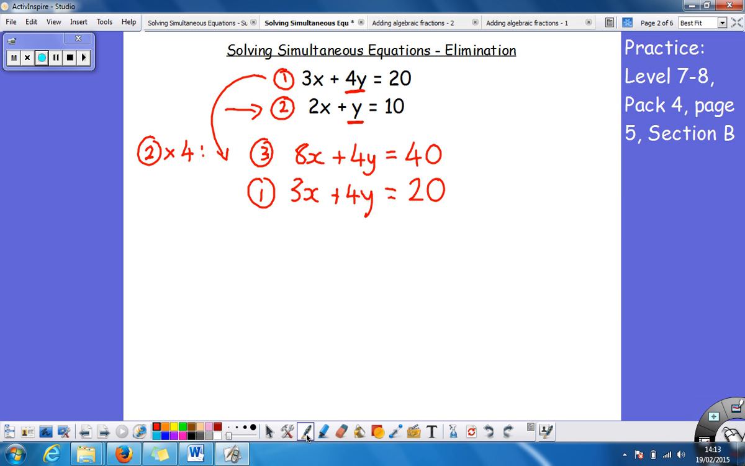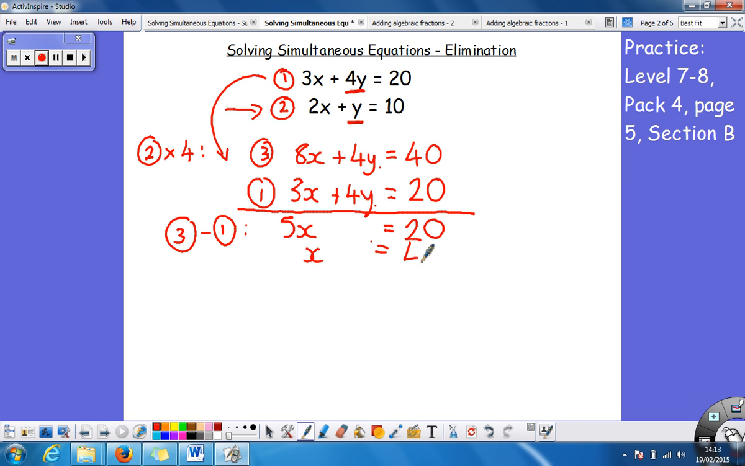We're going to do equation 3 subtract equation 1, which will give me 5x, if I do my columns again, 5x. My 4y take away 4y gives me nothing, and 40 take away 20 equals 20. And then we're going to divide by 5 on both sides to solve that, so x must equal 4. First solution, x equals 4. Of course, I haven't solved the simultaneous equations yet because I don't know what y is.